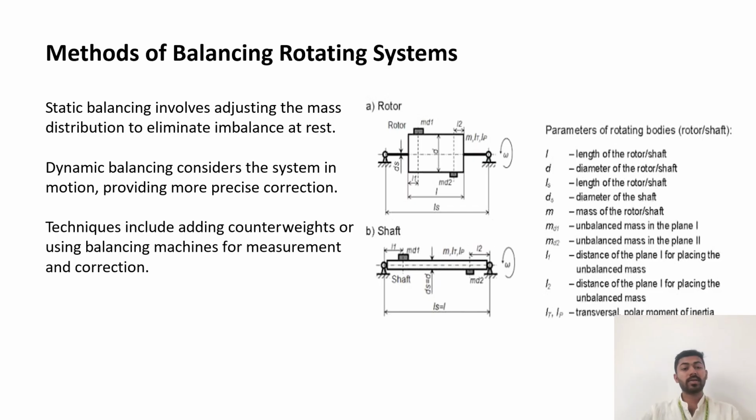Methods of balancing rotating systems. Static balancing involves adjusting the mass distribution to eliminate imbalance at rest. Dynamic balancing considers the system in motion, providing more precise correction. The techniques include adding counterweights or using balancing machines for measurement and correction.